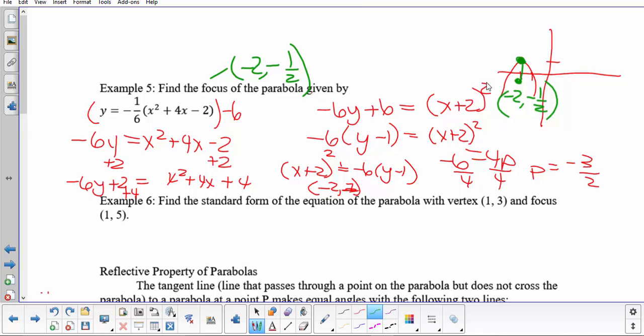If you were asked to find the equation of the directrix, you would start at 1 and go up 1.5. Our directrix would be up here. 1 plus 1.5 would be 2.5.